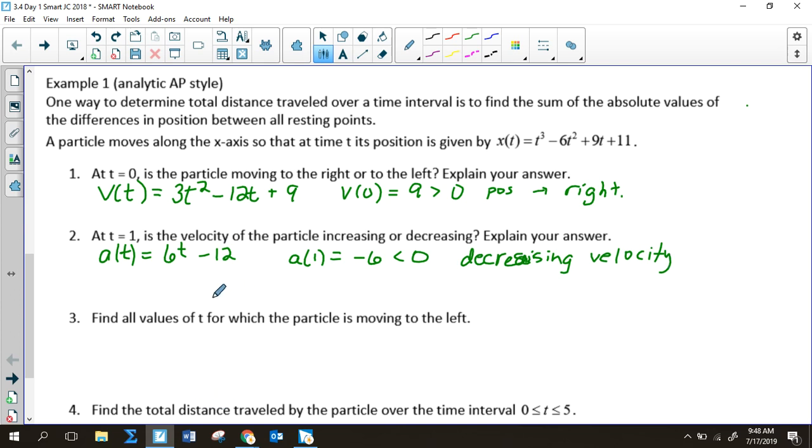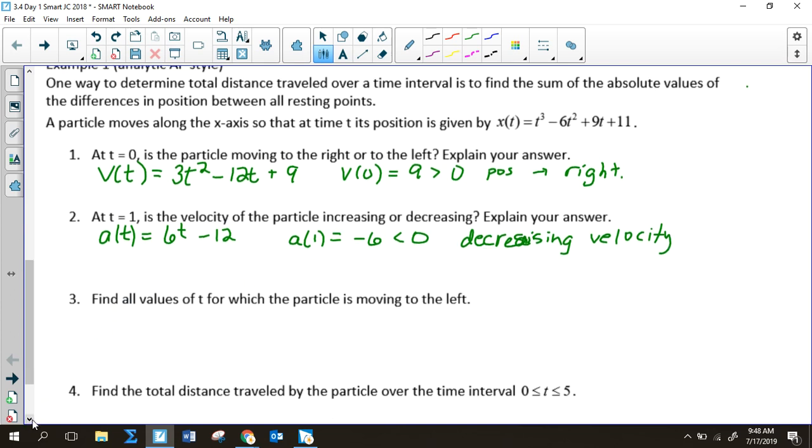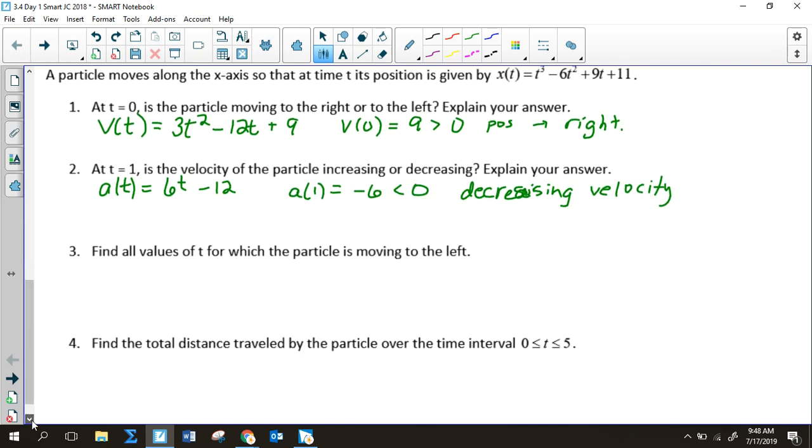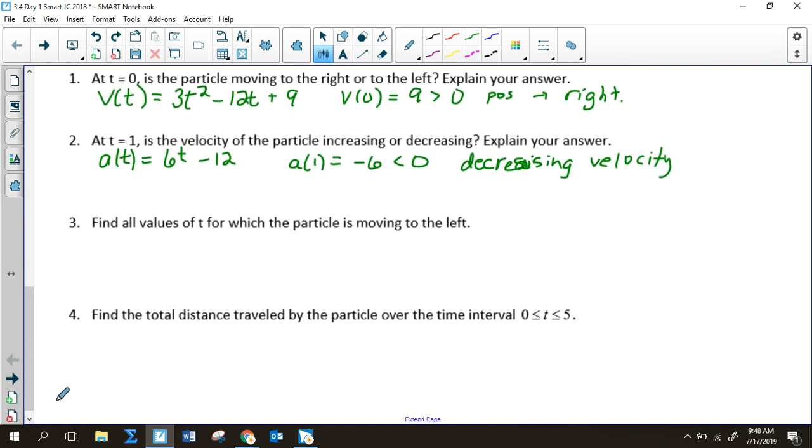Finally, the next question says, find all values of t for which the particle is moving to the left. If it's moving to the left, we know that the velocity is negative, but we want to know all of those times. So what I need to do is take the velocity and set it equal to 0. That's this expression up here, 3t squared minus 12t plus 9. I'm going to factor out a 3, and then factor the quadratic, which factors into t minus 1 times t minus 3.